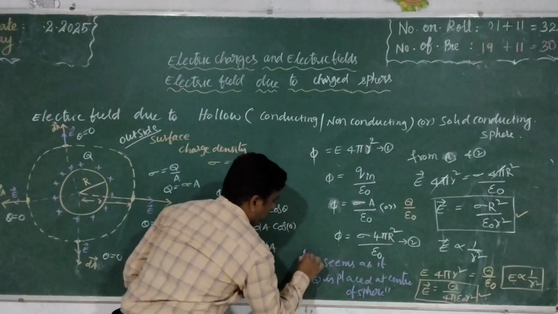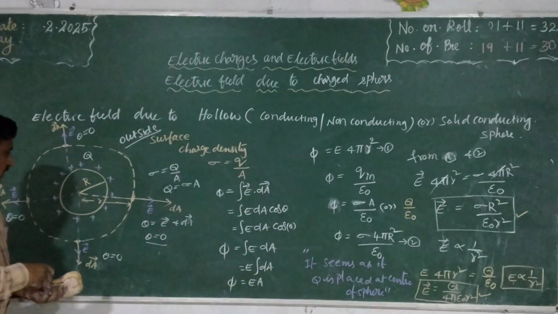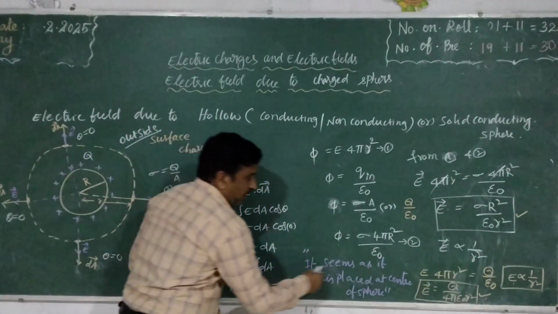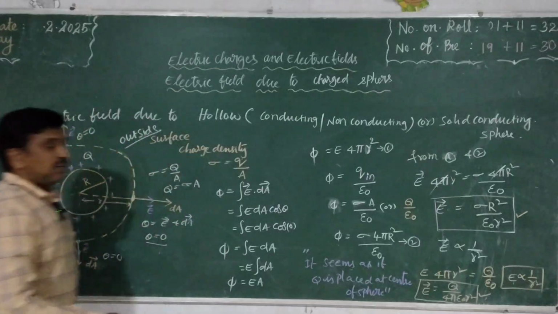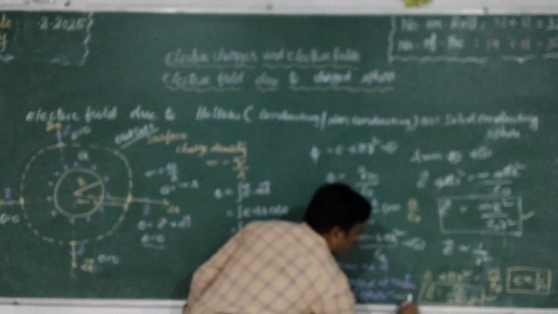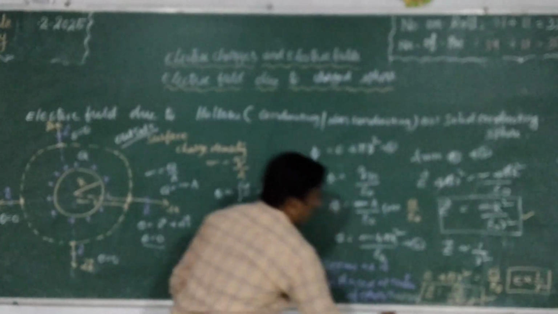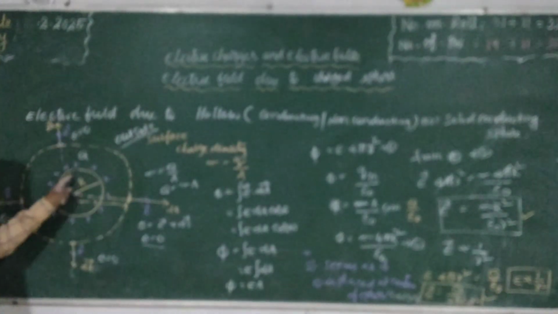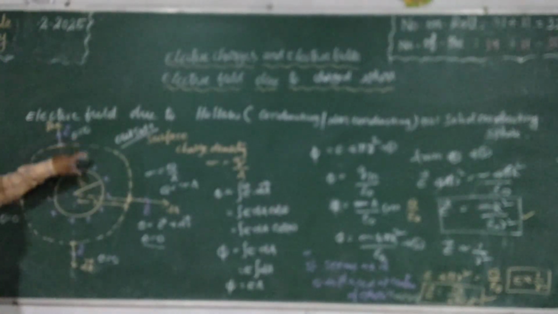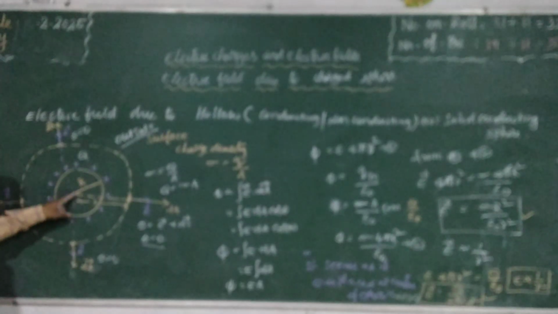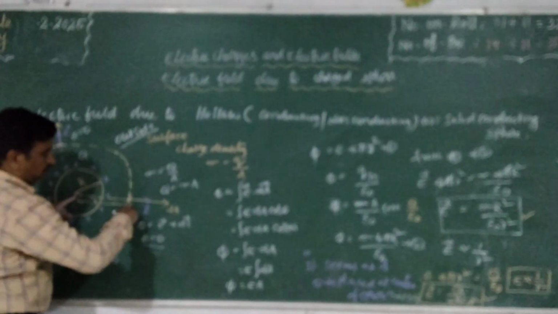Placed at the center of the sphere. See here, it seems as if Q is placed at the center of the sphere, viewed from outside the sphere. From outside the sphere, the total charge appears as Q at the center. Due to this, what is the electric field here at point P?